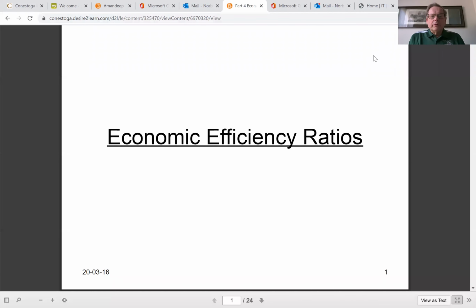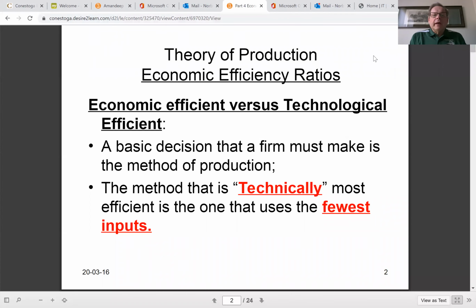Hi, everybody. We're back. This time we're going to do the last part of the economic production theory, and we're going to talk about economic efficiency ratios. So the economic efficiency ratio versus technical efficiency.